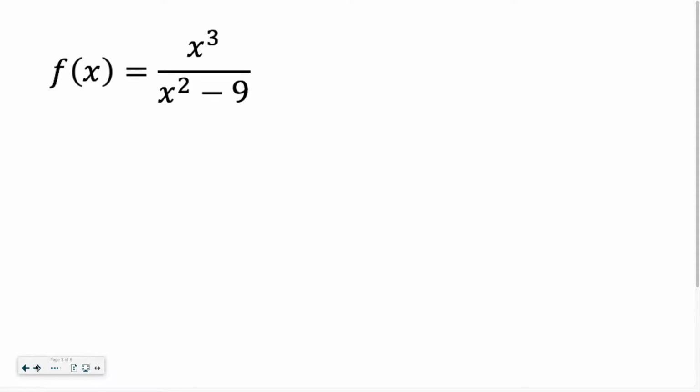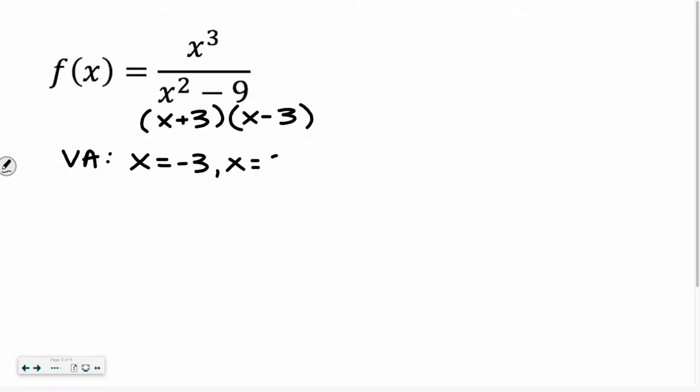So if this were my function, f of x equals x cubed over x squared minus 9, I'd factor my denominator. But I have no common factors, so I have no hole. Move on to vertical asymptote. Because I didn't cancel either one of those factors, both factors become vertical asymptotes. So I have a vertical asymptote at -3 and a vertical asymptote at +3. Okay, horizontal asymptote: the degree of the numerator is 3, the degree of the denominator is 2. Does not exist, but the degree is exactly one more, so I better check for my slant asymptote.